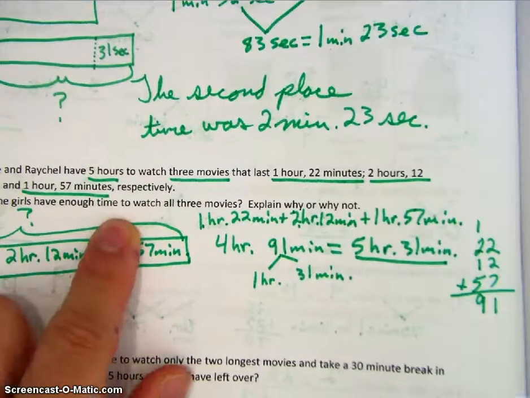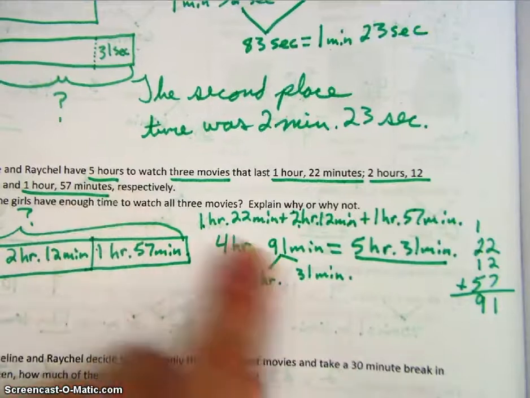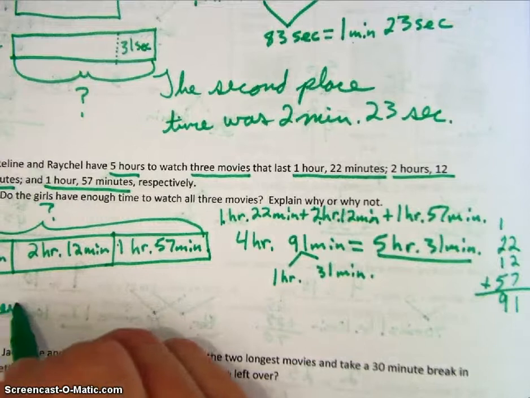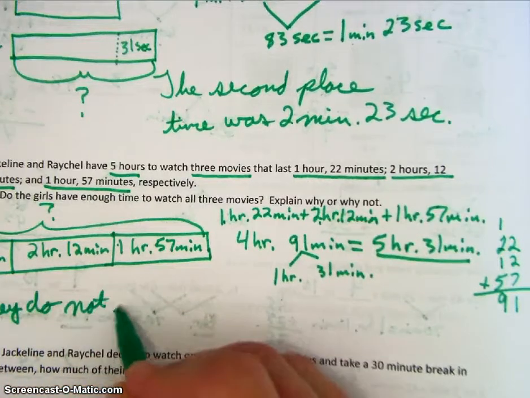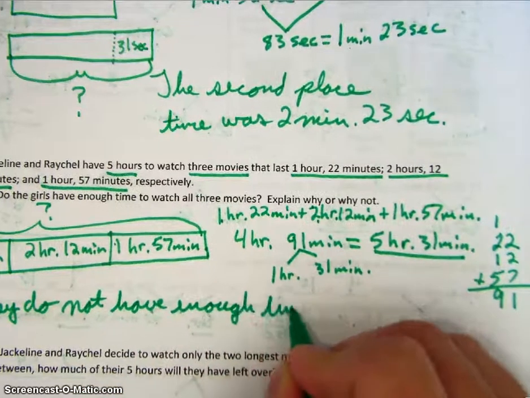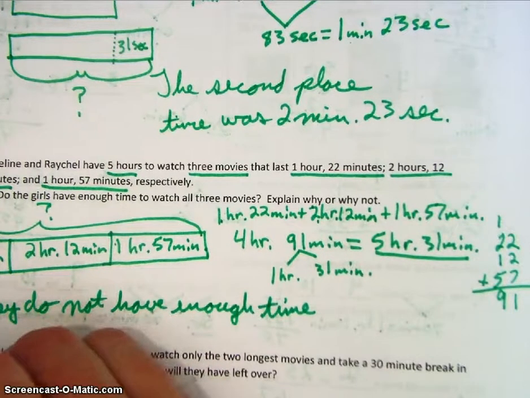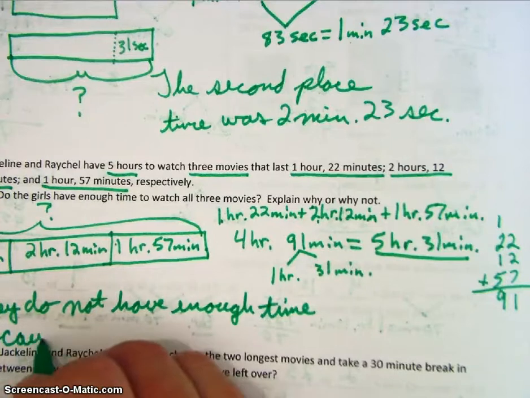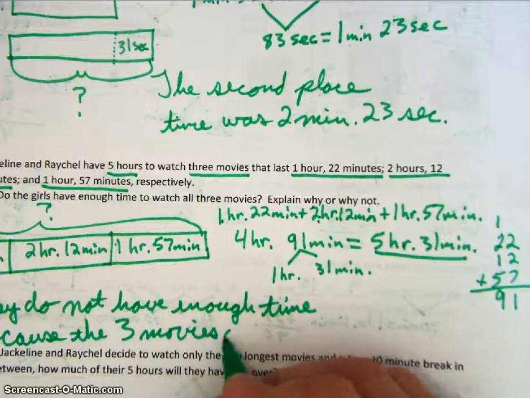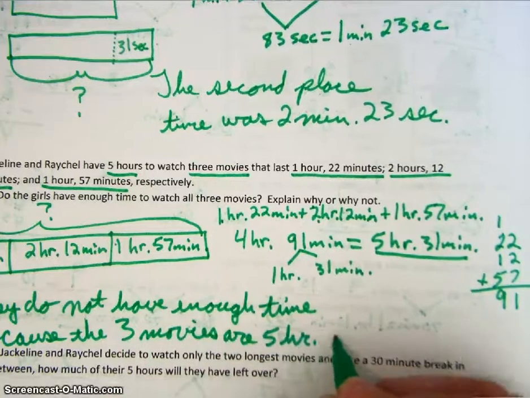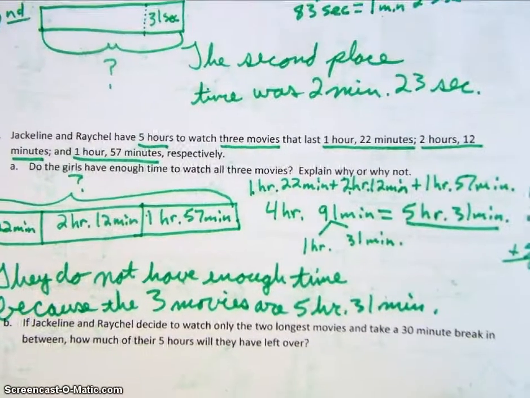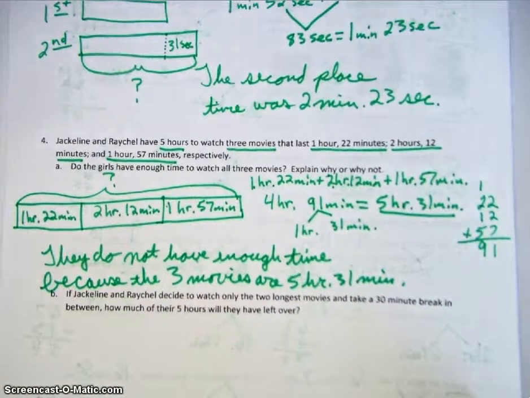So we go back to our problem. Do they have enough time? Well, they only have 5 hours to watch, but the 3 movies last more than 5 hours. So they do not have enough time. And we have to explain. The 3 movies are 5 hours, 31 minutes, so it's about half an hour too long. So there you go.